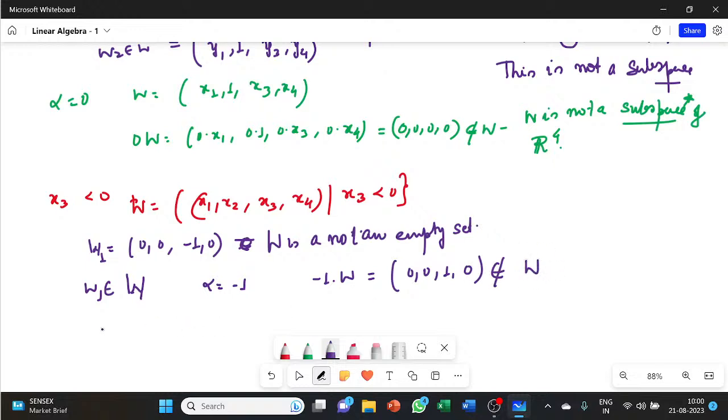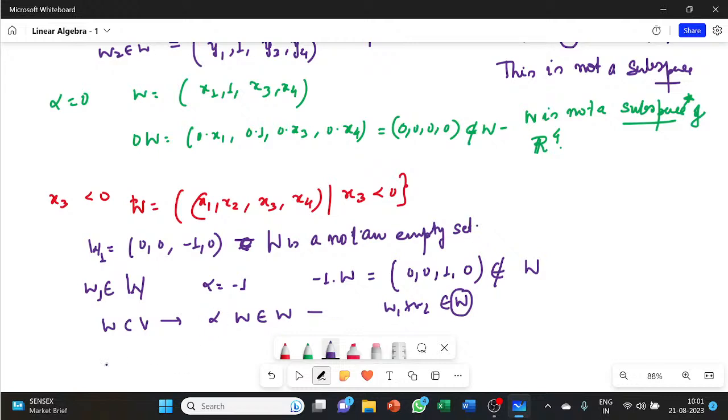So clearly, if W is a subset of V, then alpha times W must belong to W, and W1 plus W2, where W1 and W2 both belong to W, should also belong to W. If this is the case, only then we can say that my W is forming a subspace.